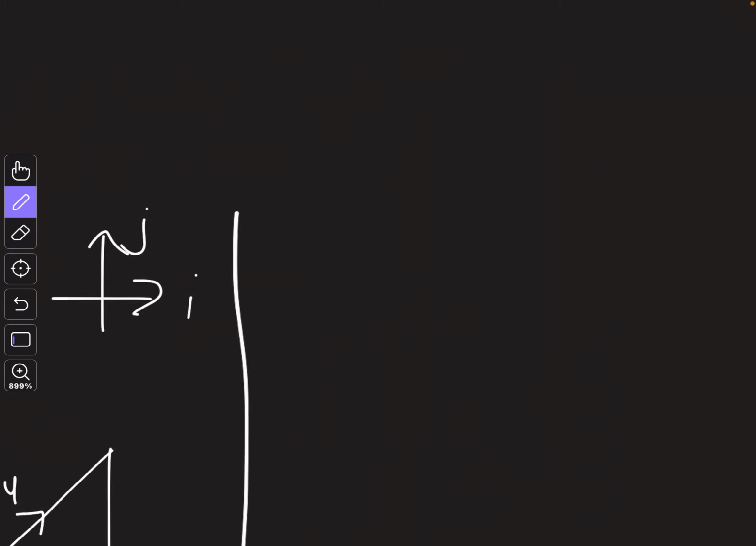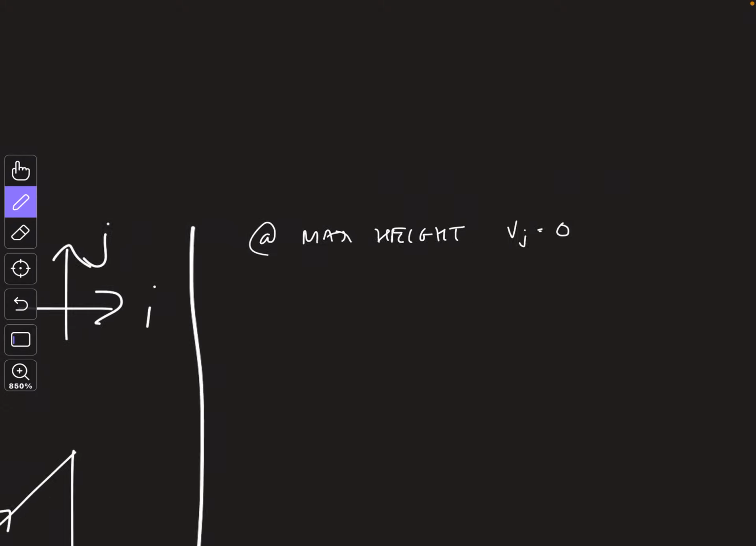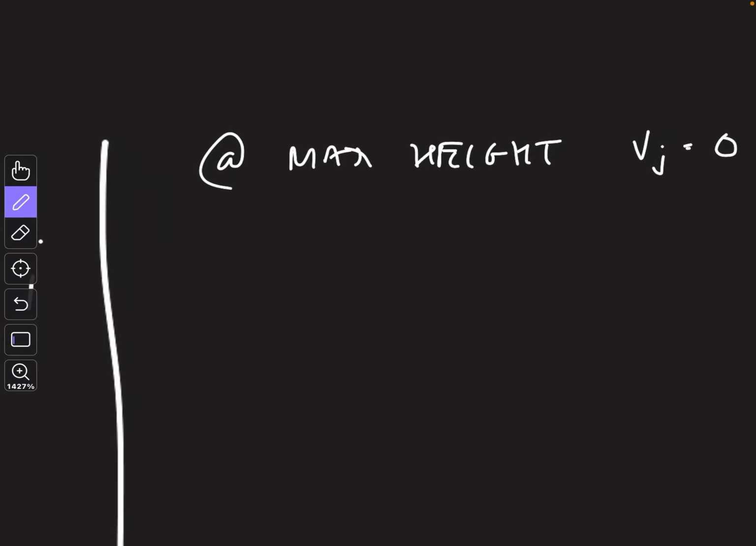And hopefully remember that at max height, Vj equals 0. The velocity in the j direction is 0 momentarily. So let's look at the information for the max height. Uj, Vj, Aj, Sj, and T.